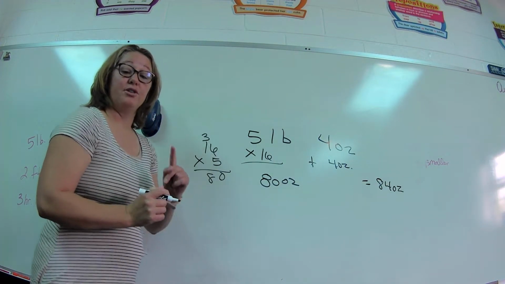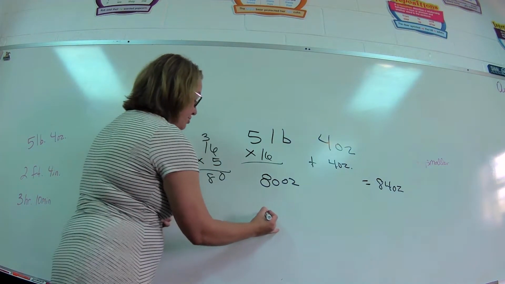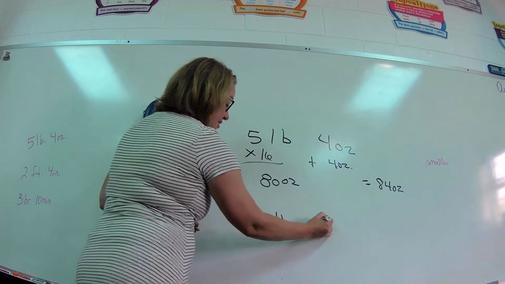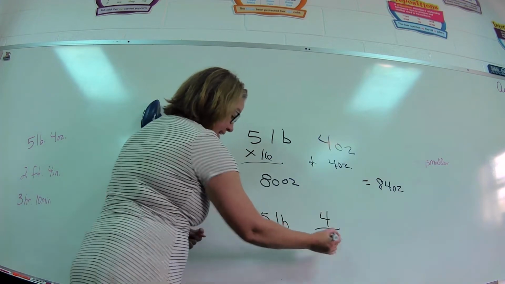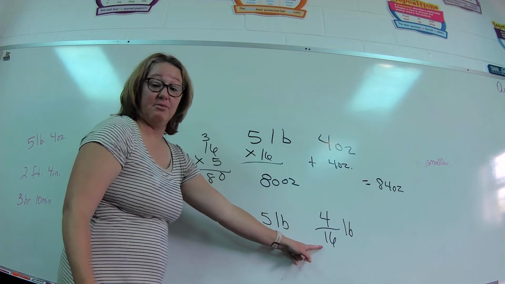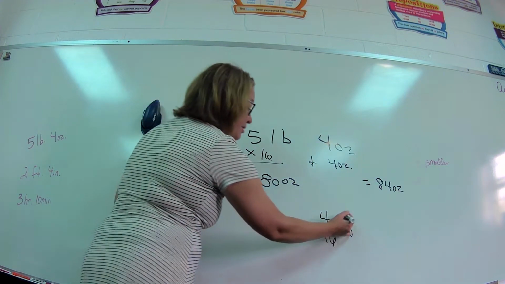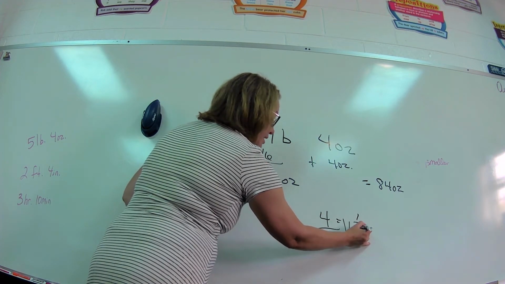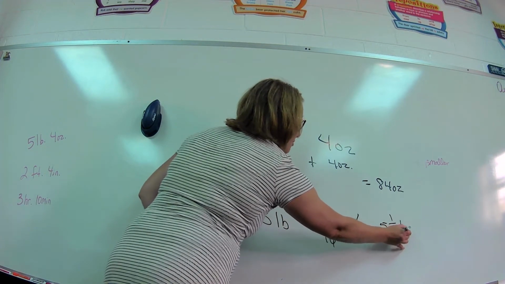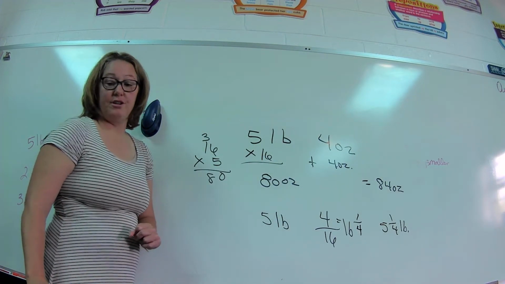What if I want to go to the larger unit? Well, pounds is larger. So we're going to say 5 pounds. 4 ounces is 4 out of the 16 ounces in a pound, but 4/16 can be reduced by 4. That gives me 1/4. So here is 5 1/4 pounds. It goes to the larger unit.